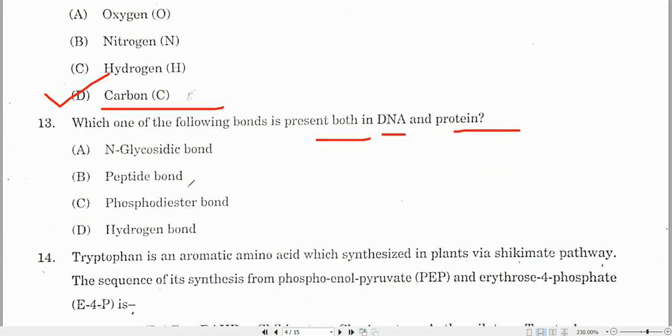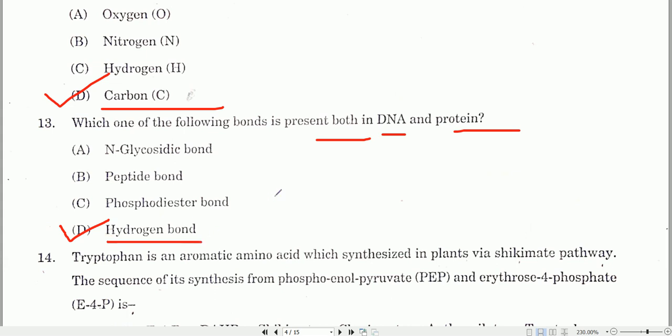So as we know, the glycosidic bond is present between your base and your sugar, and the peptide bond is present between your two amino acids, that is not present in DNA. The phosphodiester bond is present only in DNA, but the hydrogen bond is present both in DNA and protein. So option D will be the correct one.